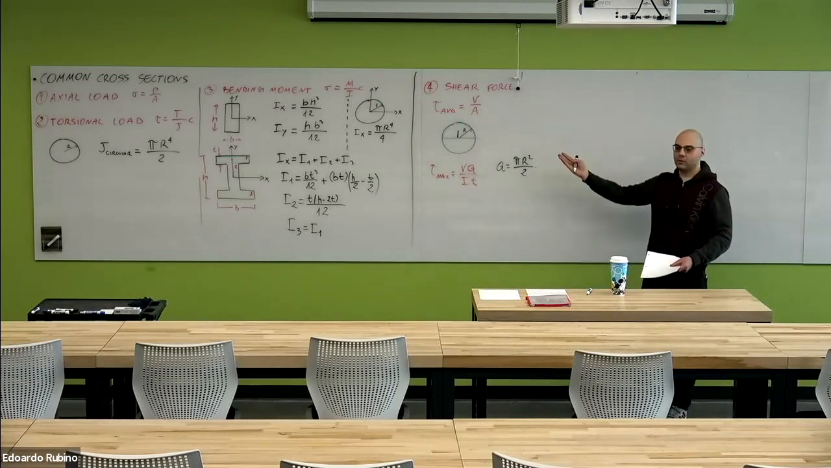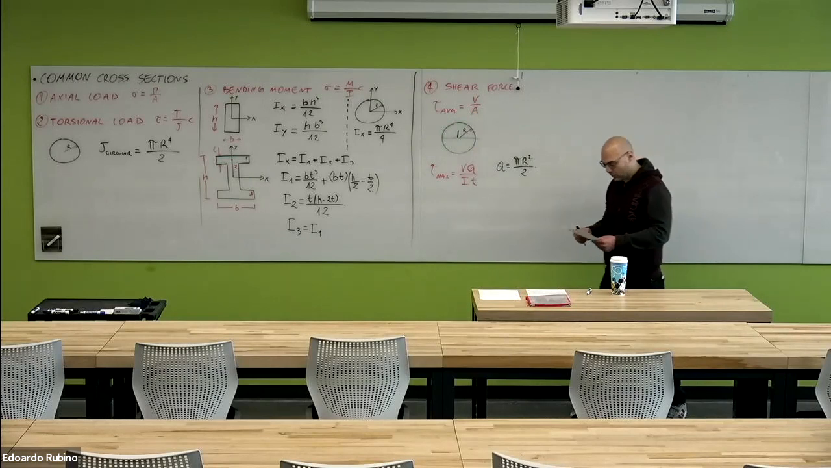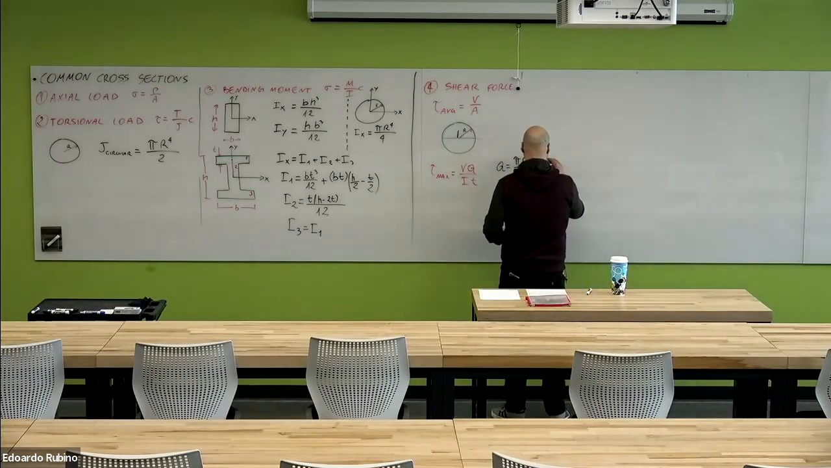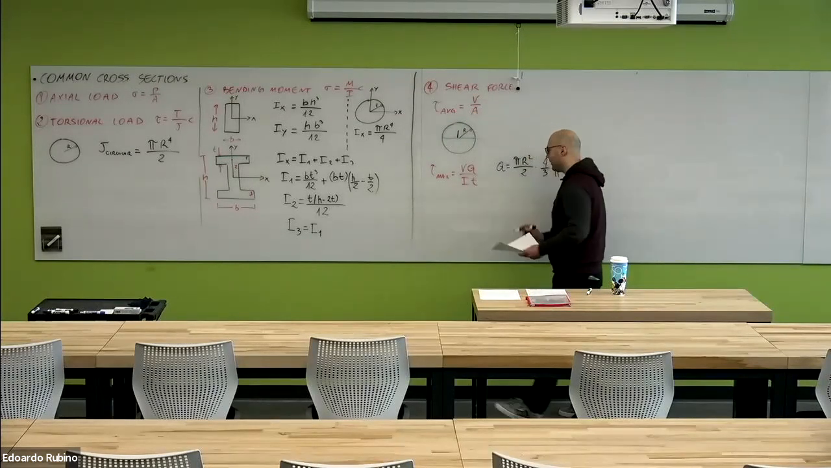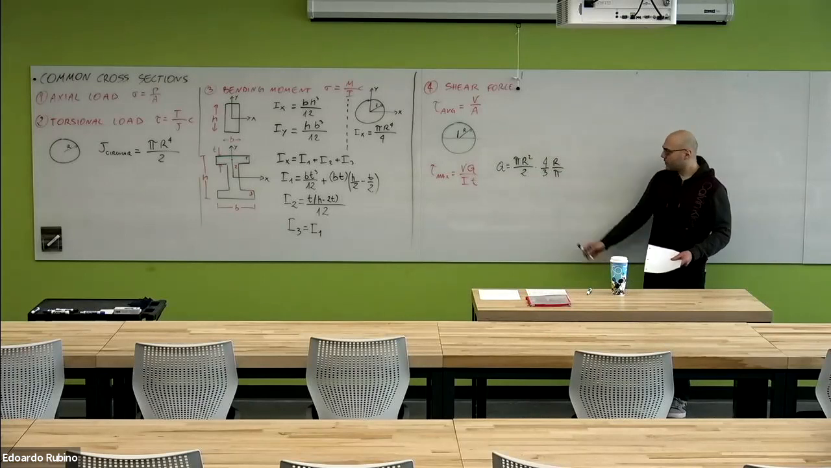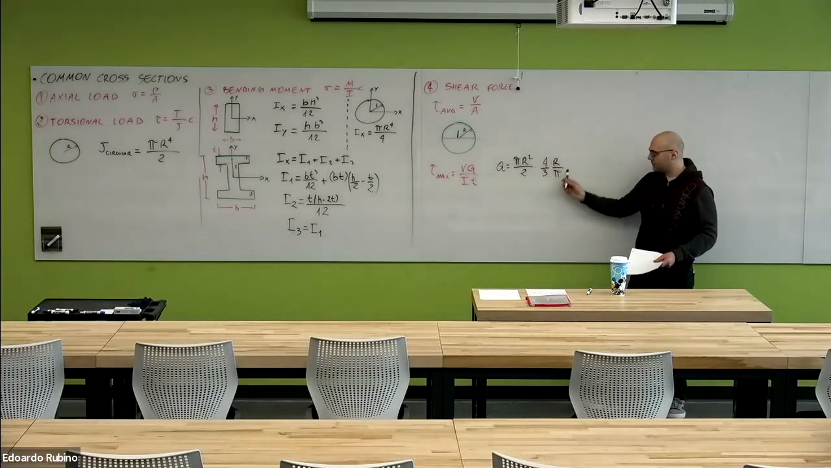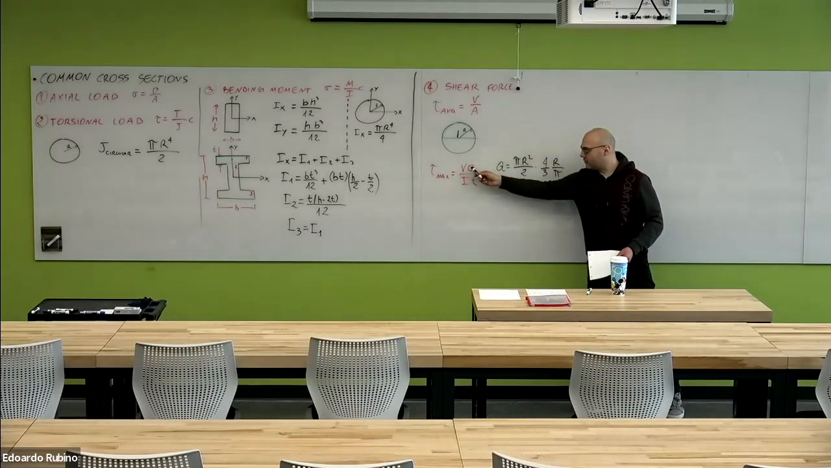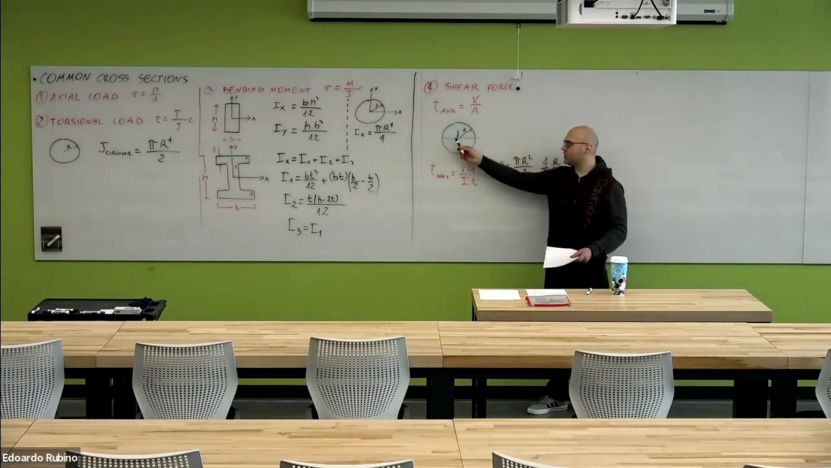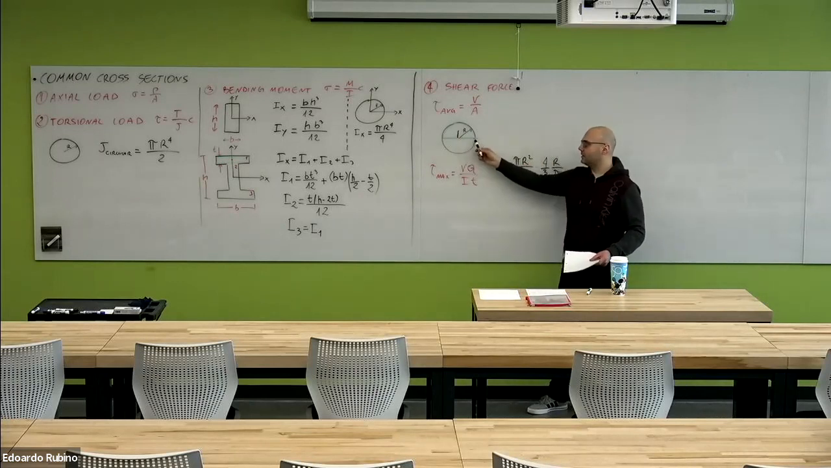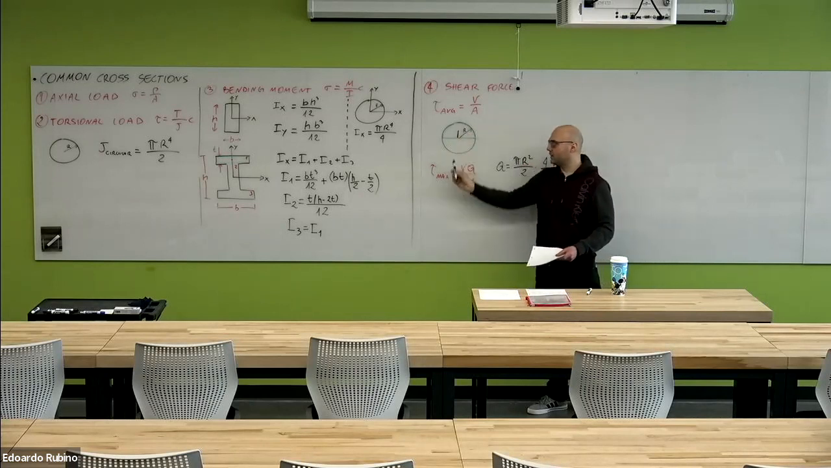So for a circular cross section, you can find this in tables, and we have that this distance is 4/3 r over pi. So this will be how we write the static moment. We want to determine the shear stress at this diameter for a circular cross section.